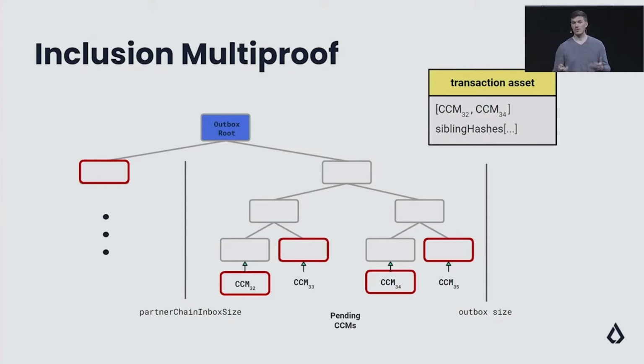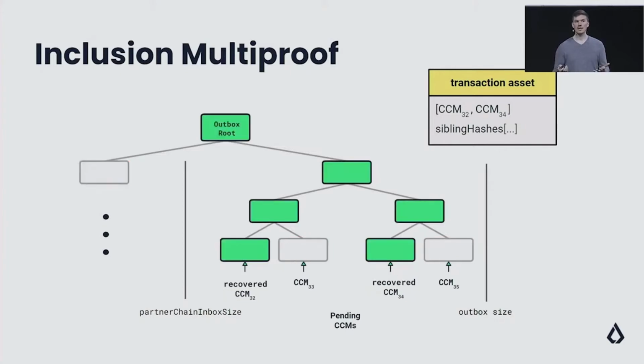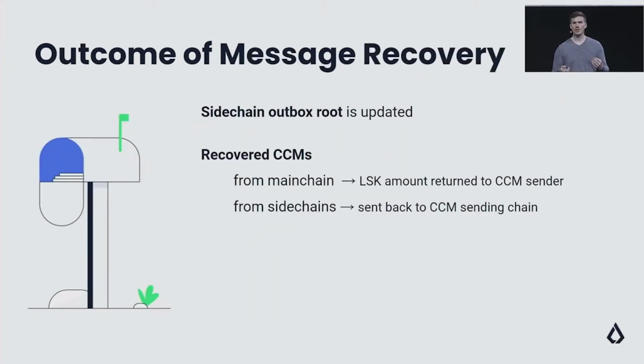But we don't want the message to be recovered more than once. So once you send a recovery transaction, we modify the outbox by tagging those messages as recovered. This modifies the outbox root and prevents the messages from being recovered a second time. So in terms of outcome, once you send this recovery transaction, the outbox is updated and all the messages are returned. This means that for messages coming from the main chain, which were LSK transferred to the sidechains, you just get your Lisk back directly to your account. And if the message was sent from one sidechain to another sidechain, basically we revert the message, tag it as being recovered, and include it back in the sending sidechain.